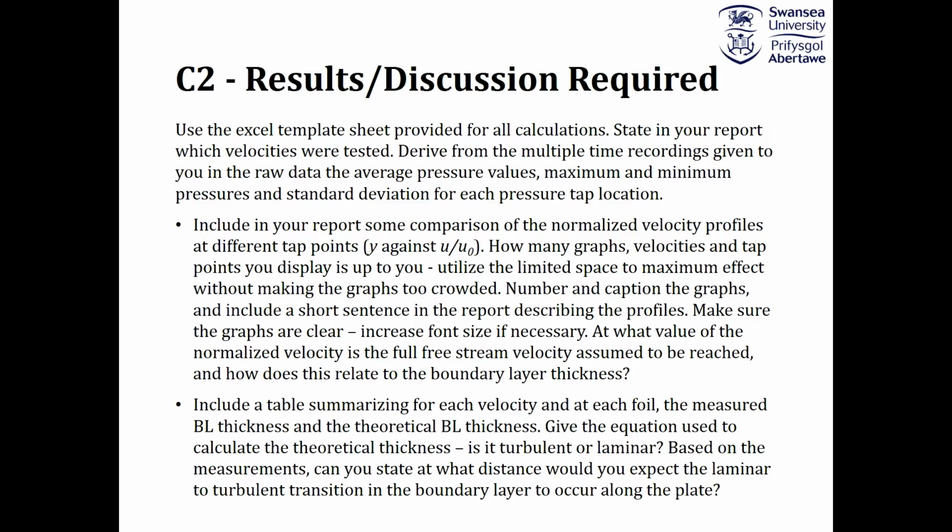Just think about, in the most simplest terms, what these instructions are telling you. So the normalized velocity, we assume it reaches the free stream velocity at 0.99. Just write that in somewhere. How does this relate to boundary layer thickness?